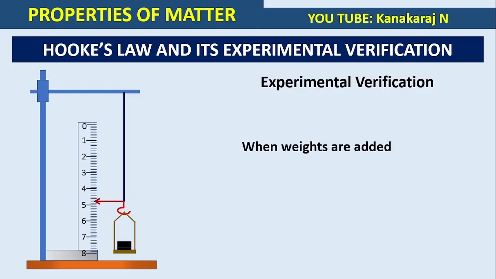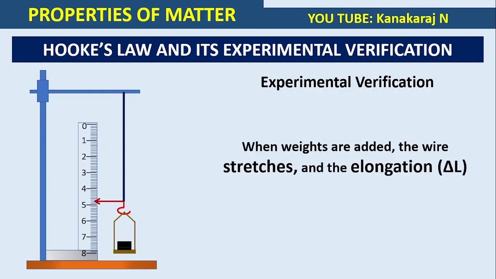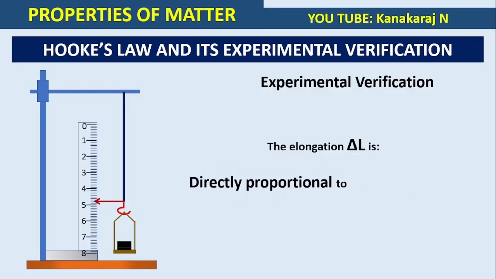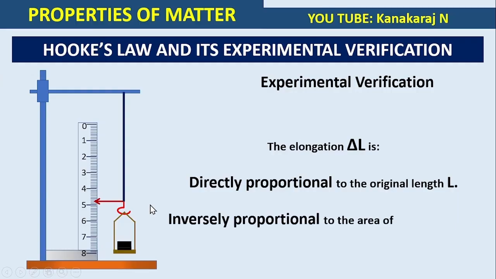When weights are added, the wire stretches and the elongation del L is measured using a vernier scale. The elongation del L is directly proportional to the original length L. More is the length, more will be the elongation. Then, the elongation del L is inversely proportional to the area of cross-section A. If we take a thicker wire, then the elongation will be less for a given load.